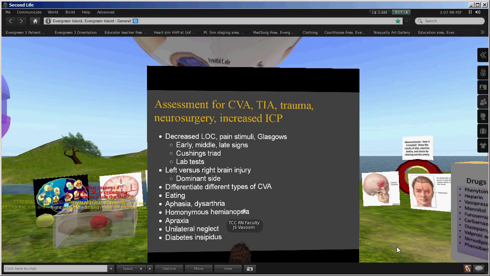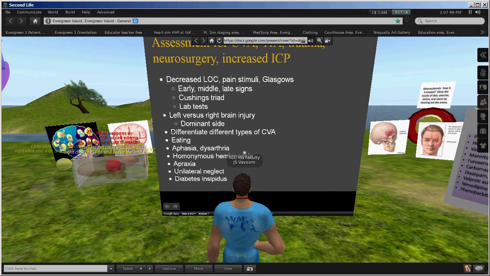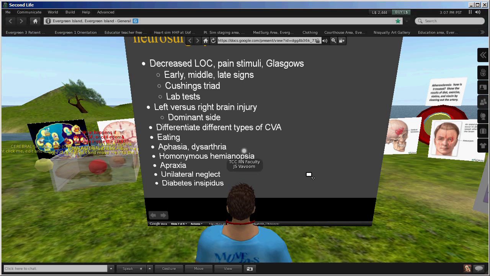Left versus right brain injuries, you need to know the differences of those, and they're in the presentations on Google Sites. The dominant side of the brain, which one's the dominant. You need to be able to differentiate between the different types of CVAs, which include thrombotic, embolic, and hemorrhagic.